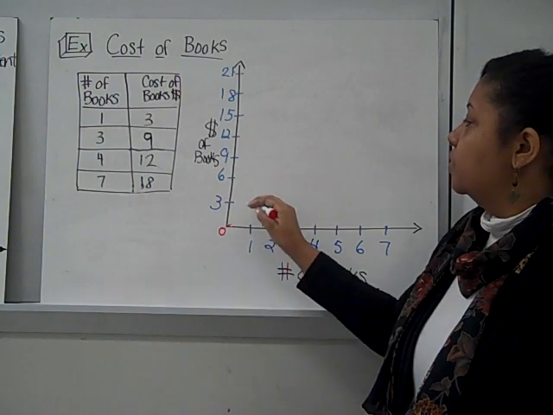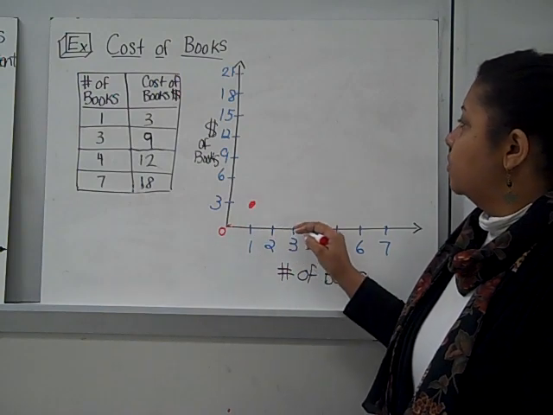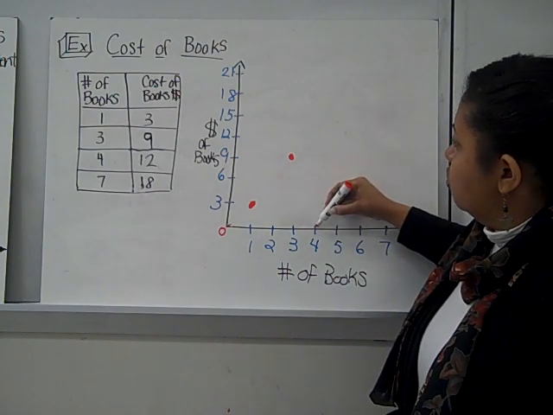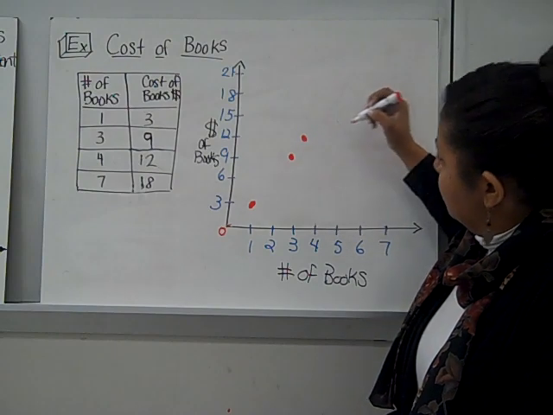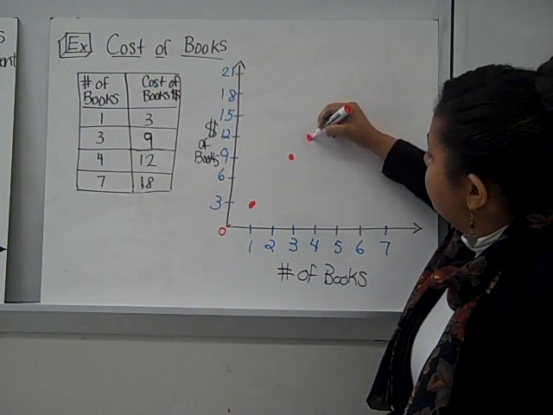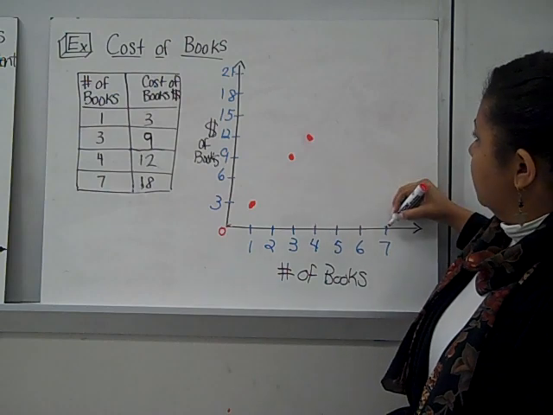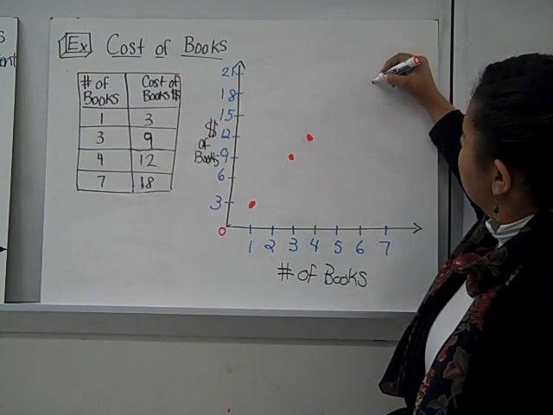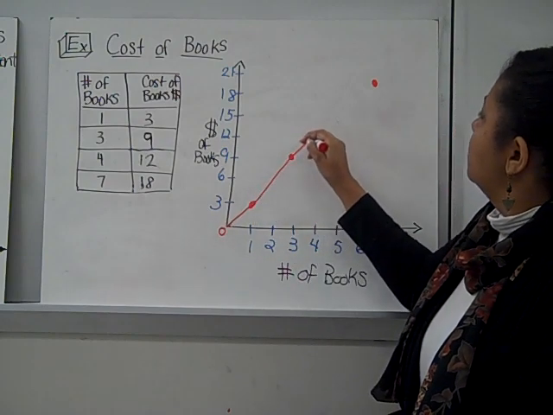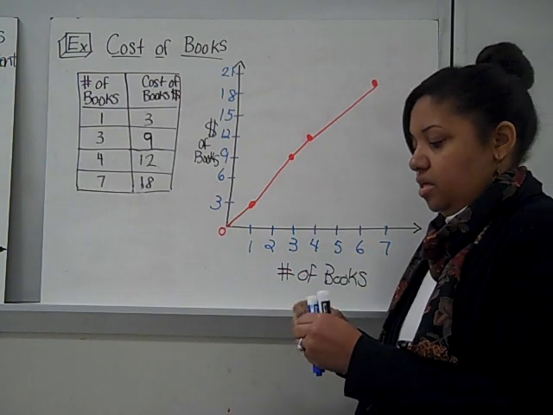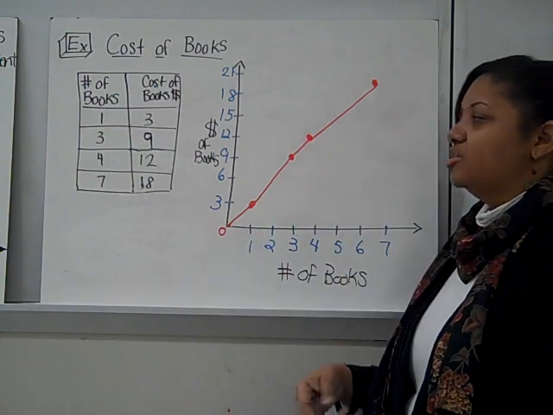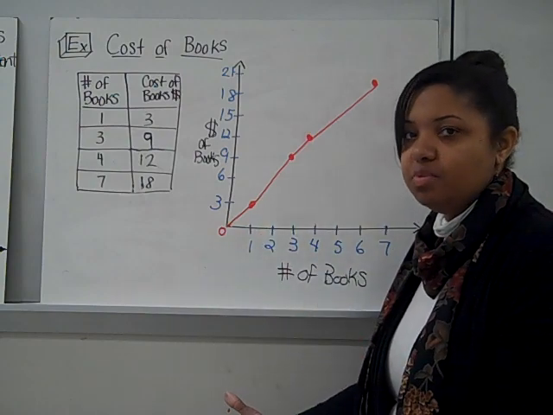So 1 book would equal 3. 3 books would equal 9. Seems like it's going okay so far. 4 books would equal 12. Make sure that's in the right spot. And 7 books would equal 18. So you're up here. So looking at the line, there is a small break in the line at different points. It does not go through consistently. So that automatically, just visually, tells us it's not going to be in proportion.